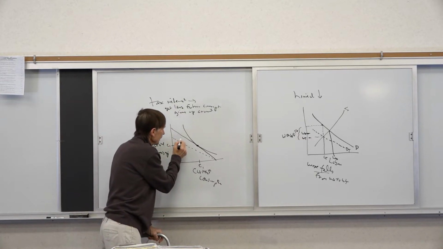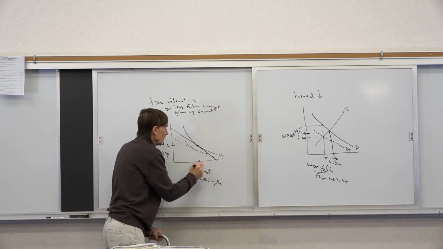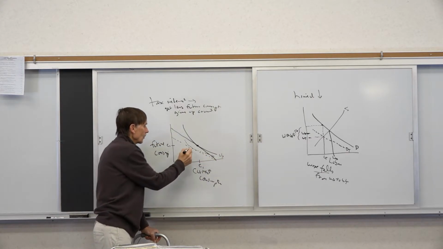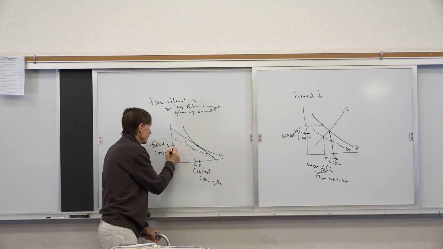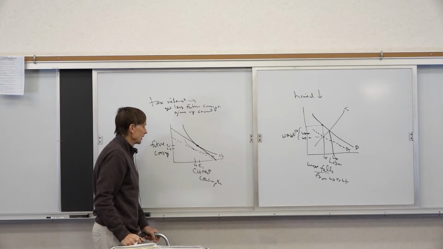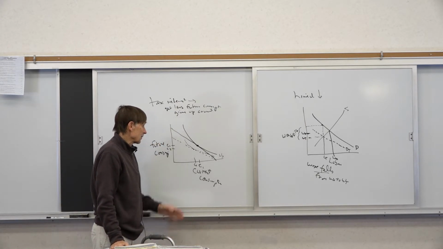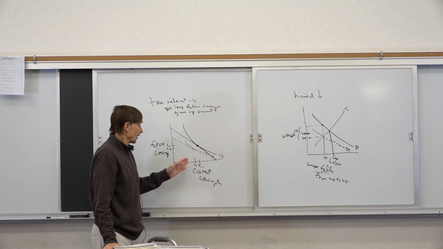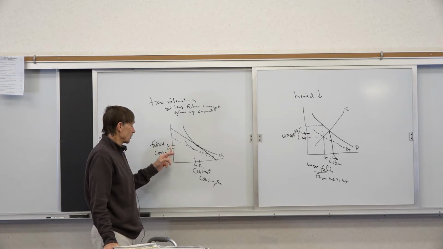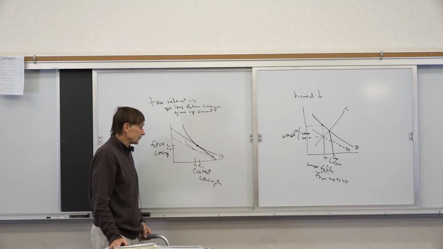And so what am I going to get? I'm going to have U0 and I'm going to get some U1 there. And so what's going to happen is I'm going to get C2 in the current period. In this particular case, I get less consumption in the current period and less consumption in the future period, right? So C2 is smaller than C1 in both cases.